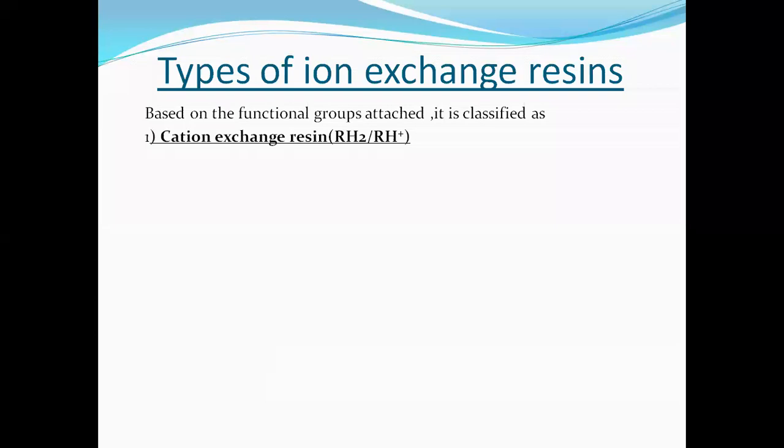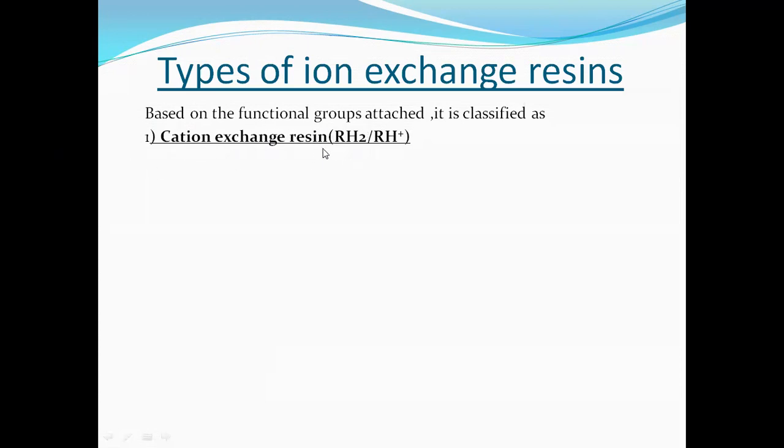Cation exchange resins, the function of these resins is to exchange only cations. It can exchange only cations. That means, which cations are present in the hard water sample? H plus, calcium, magnesium, sodium, iron, aluminium. So these cations, when present in the hard water sample, can be removed with the help of cation exchange resin. Only the cation exchange resin can remove these cations.